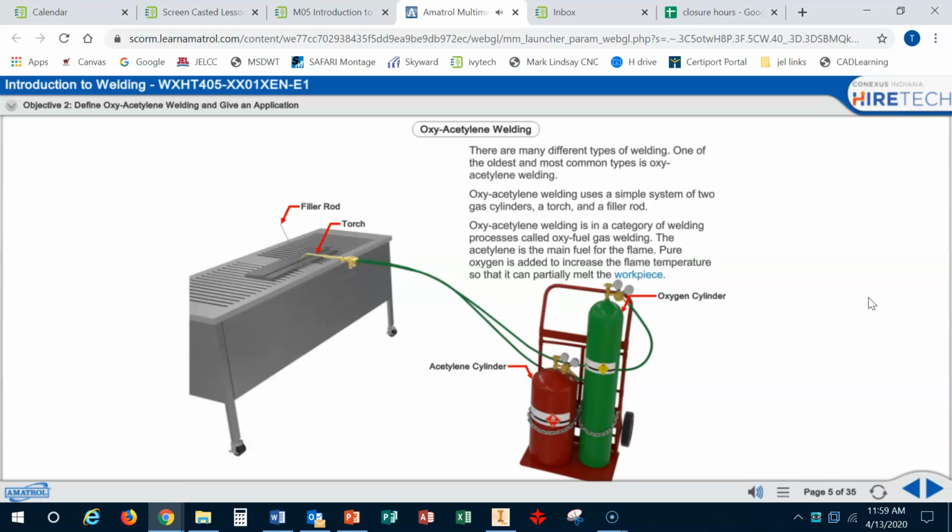Oxyacetylene welding is in a category of welding processes called oxy-fuel gas welding. The acetylene is the main fuel for the flame. Pure oxygen is added to increase the flame temperature so that it can partially melt the workpiece.